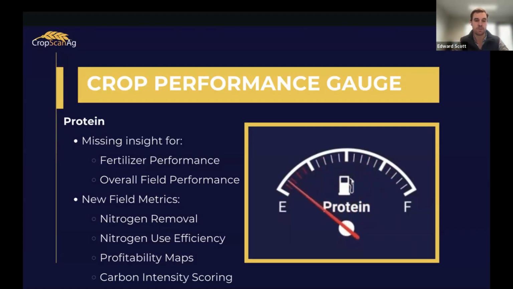So we get our nitrogen removal metrics, we can start really honing in on that nitrogen use efficiency and ultimately the farm profitability. And there is a lot more discussion happening around the emissions and carbon intensity scoring on farm. And nitrogen is one of those main levers a grain grower has to pull. So we want to be knowing more and more about nitrogen and how efficiently it is being used on farm.